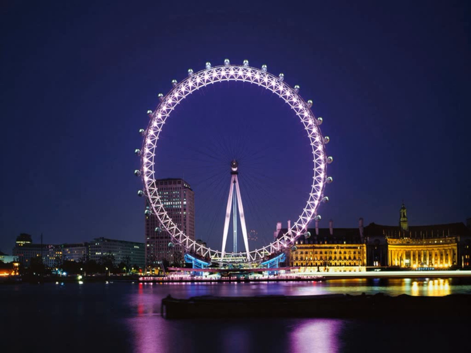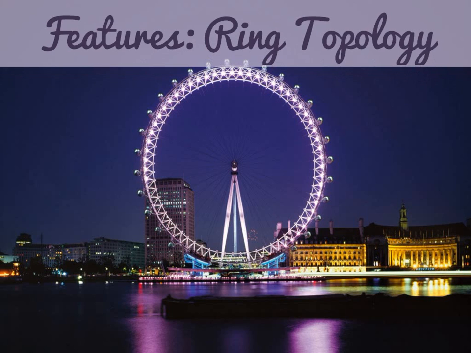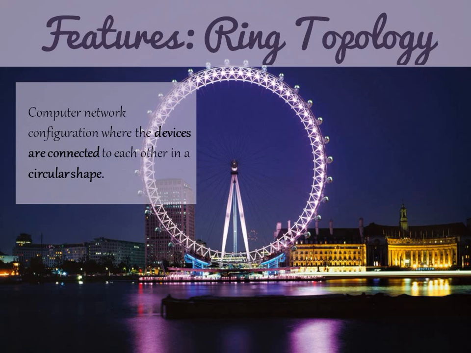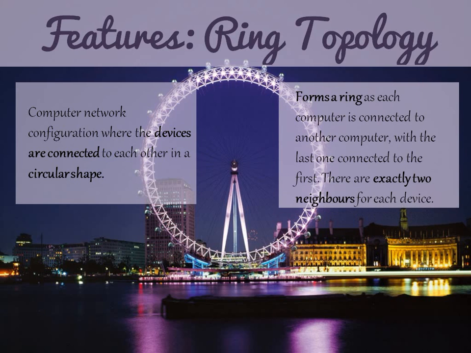The third type of topology is ring topology. Features of ring topology. Ring topology is a computer network configuration where the devices are connected to each other in a circular shape. Each packet is sent around the ring until it reaches its final destination. It forms a ring as each computer is connected to another computer, with the last one connected to the first.